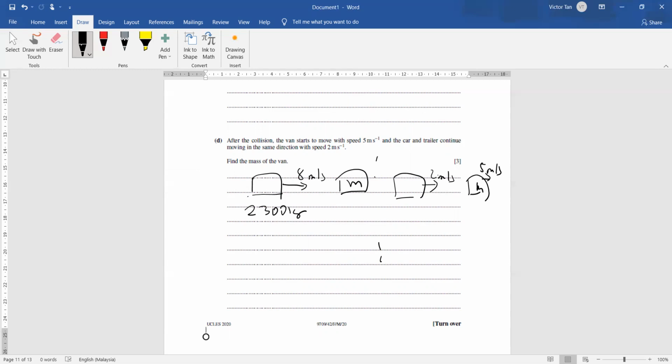So, law of conservation of momentum. 2,300 times 8 plus the momentum of the van, which is 0, equals 2,300 times 2 plus 5 times m. M equals 2300 times 6 divided by 5, which is 2760.